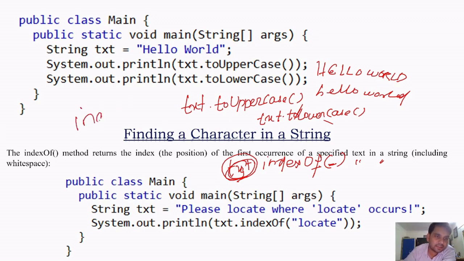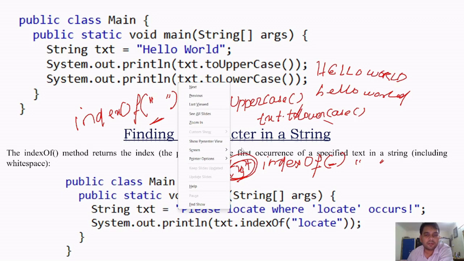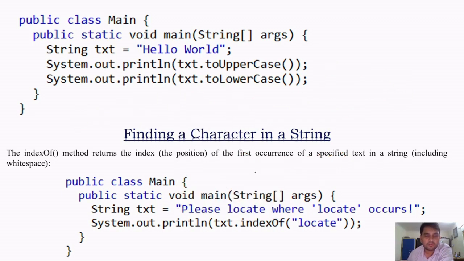The syntax is indexOf, just remember, capital O, F, and a bracket. You cannot leave the bracket empty. You have to give the character which you want to find, because we are finding a character. Until and unless you tell the Java JVM which character you want to find, it won't be able to locate it. Another thing we should know is that for Java, the starting point is always 0. 0, 1, 2, 3, 4, 5, 6. Anything you give, the position will start with 0.